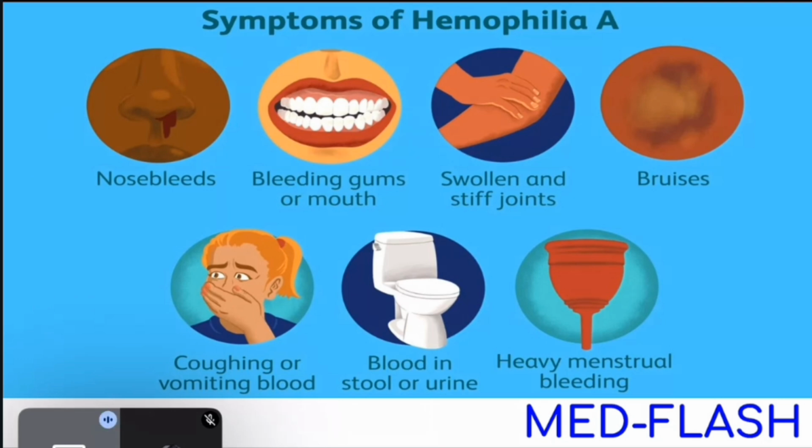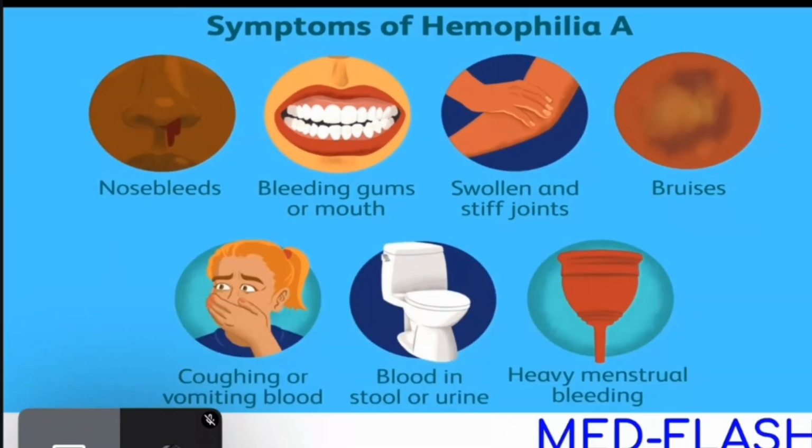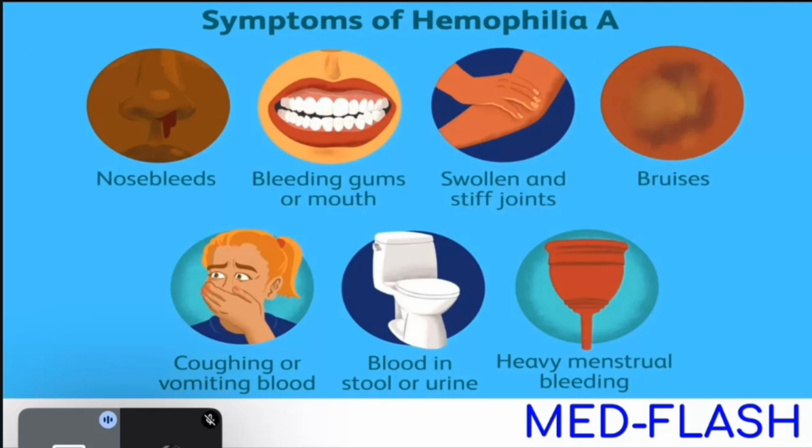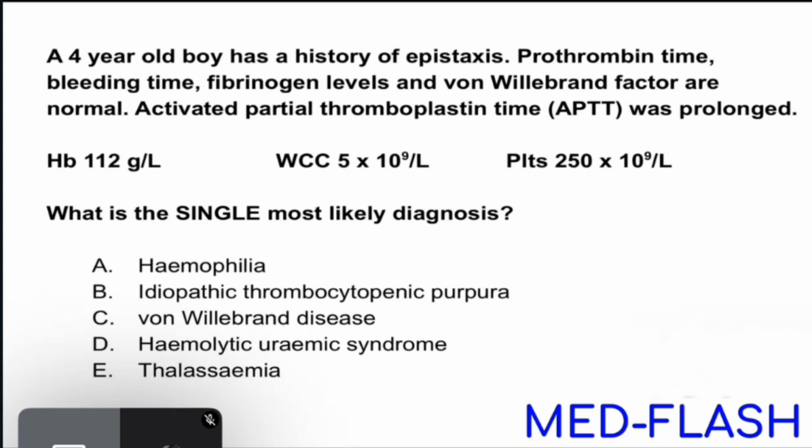But if I'm getting a question which is strictly showing me hemarthrosis, I can put my bet on hemophilia A. Or if I'm getting a question with nosebleeds and mucosal bleeds, I can put my bet on von Willebrand disease. So that's it. Okay, we have a question here.